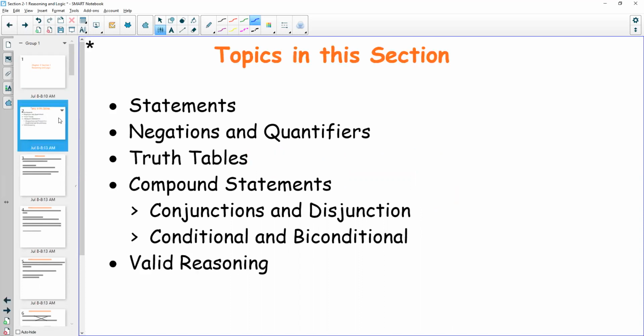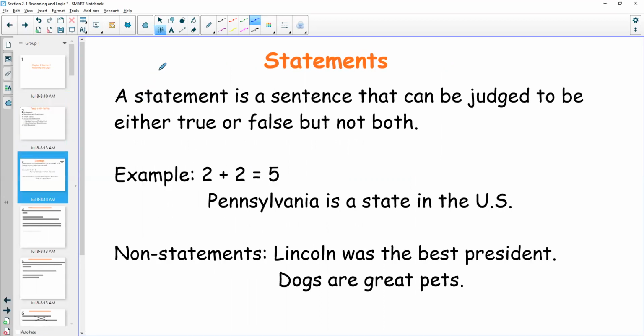In this section, we're going to talk about statements, negations, quantifiers, truth tables, compound statements, and kinds of reasoning. To begin with, a statement is a sentence that can be judged to be either true or not true. So when we talk about statements in math, we talk about things that are black and white. They either are or they aren't.